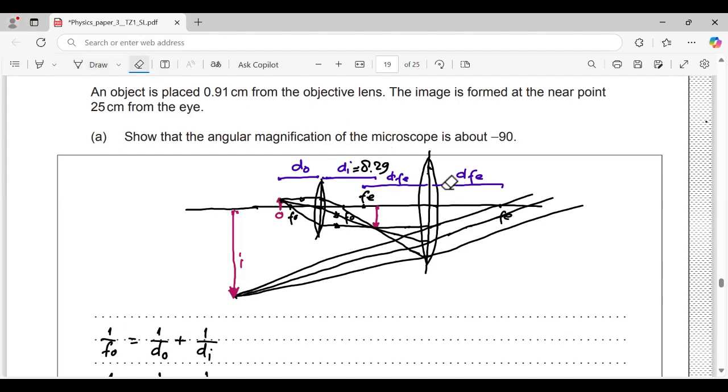25 centimeters. This is the eye here. This is the eye, and this is the 25 centimeters. This is the eyepiece lens, and this is the objective lens, and this is the eye. So from the eyepiece lens to the eye is 25 centimeters. So the image occurs at our eyes. Is that clear? Let's continue.